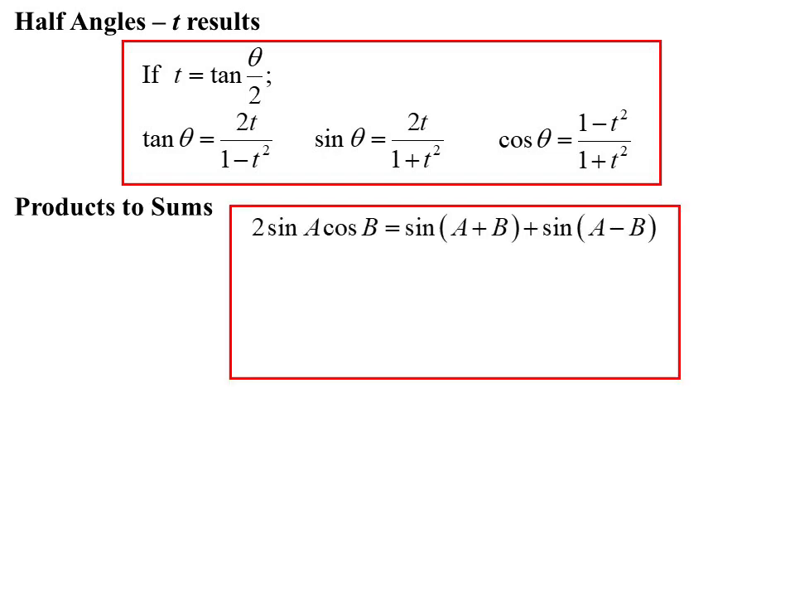Products to sums. 2 sine A cos B is the sine of the sum plus the sine of the difference. Why is it the sum? Well, it's coming from our alpha plus beta formulas. So when you see sine cos, it must have come from the sine of alpha plus beta to get sine cos. One of them's the sum, one of them's the difference. The cos cos then must have come from the cosine one, because that's the one that produces cos cos, sine sine. But again, it's cos of the sum plus cos of the difference.